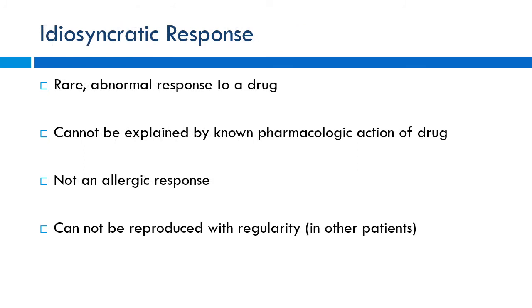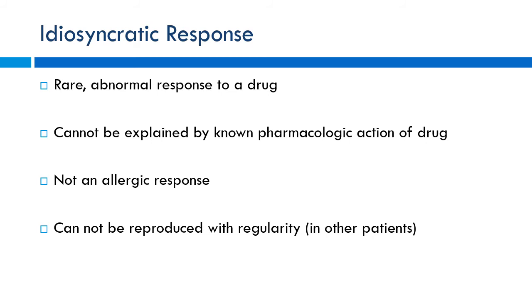So idiosyncratic responses. These are going to be kind of rare abnormal responses to drugs that you would not be able to explain just on the pharmacologic action, right? So for instance, I'm looking at something like penicillin. Penicillin works by blocking production of bacterial cell walls, right? So again, it's a cell wall inhibitor for bacteria. That's how they kill the bacteria. It's how we get rid of an infection.